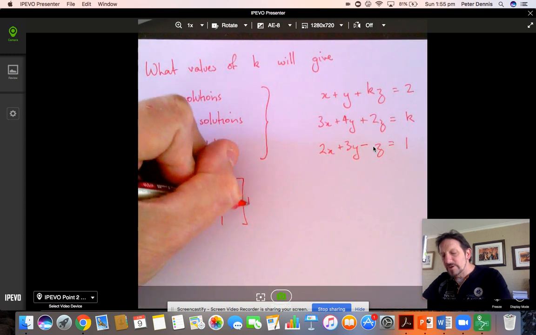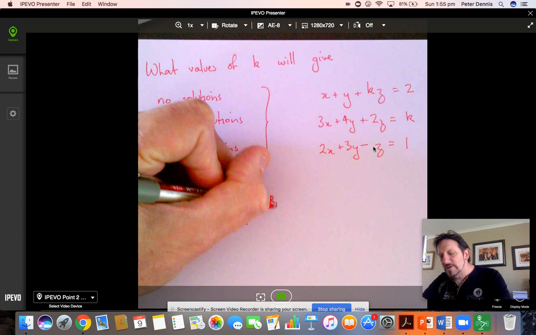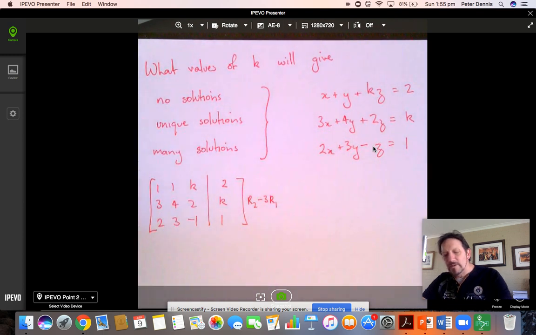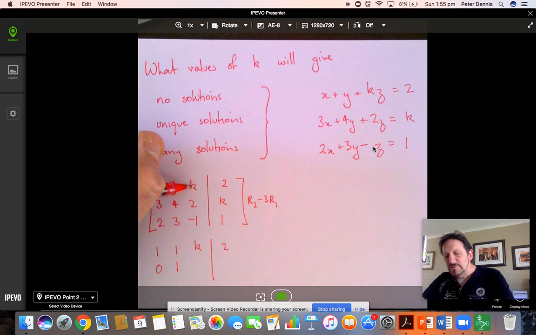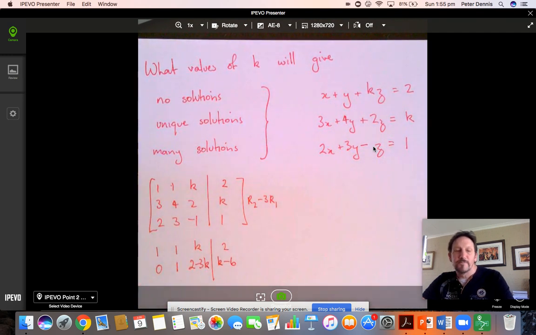So row 2 is going to be row 2 minus 3 lots of row 1. We're not touching that top line at all, so we can write that in. 3 minus 3 lots of this is 0. 4 minus 3 lots of this is 1. 2 minus 3 lots of this is 2 minus 3k. And k minus 3 lots of this is k minus 6.